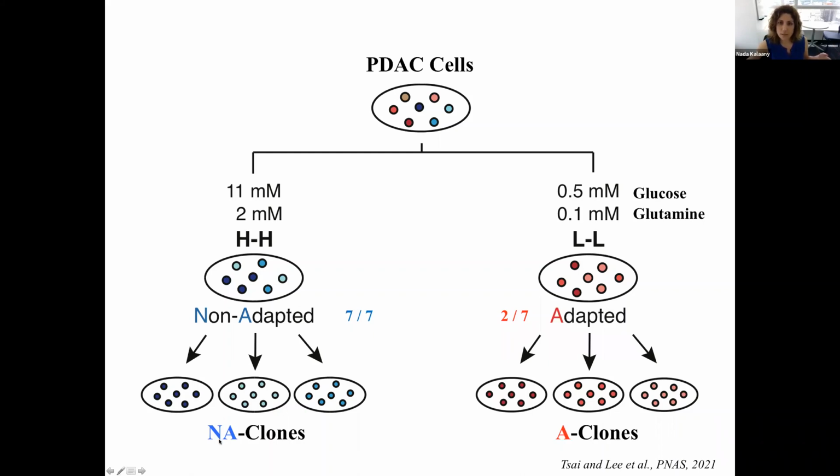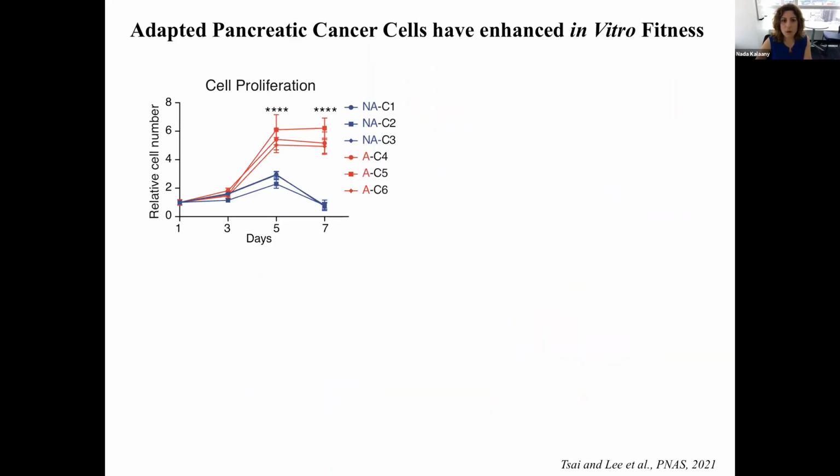And she called these the non-adapted or NA clones, 1, 2, 3, 4, 5, and 6. Then we asked the question, is there a differential proliferative capacity in the adapted clones as compared to non-adapted clones? Do they have enhanced fitness in vitro? So we performed several in vitro studies, starting with a 7-day cell proliferation assay without media replenishment.